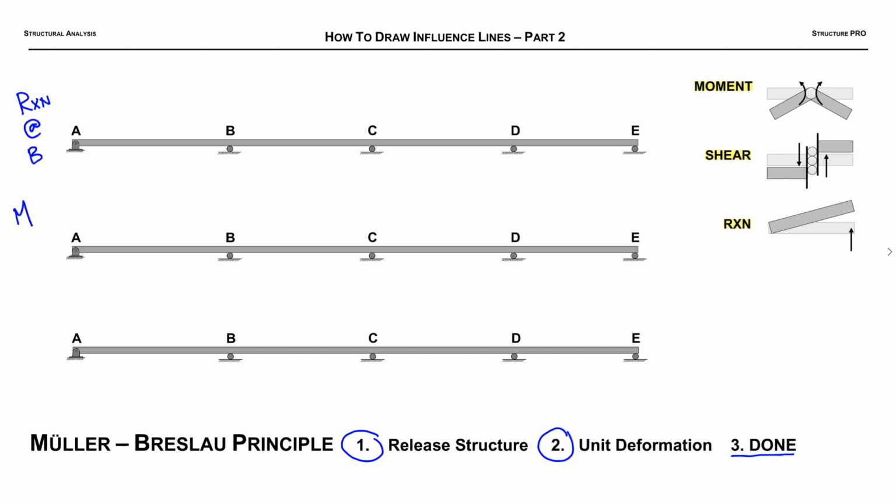First one, we're going to do the reaction at B. Second one, we'll do the moment at the midspan of C and D. And then in the last one, let's do the shear on the left side of D.